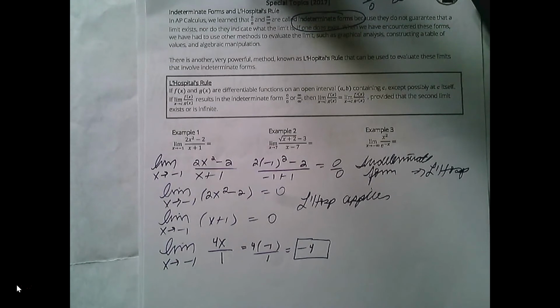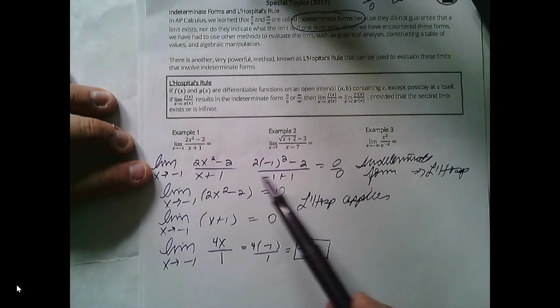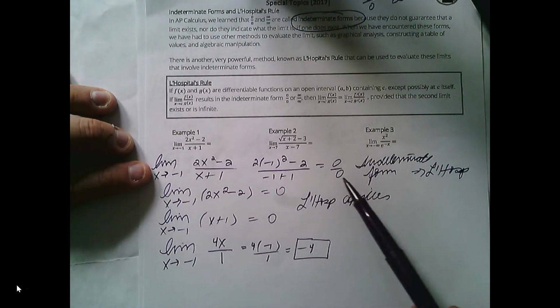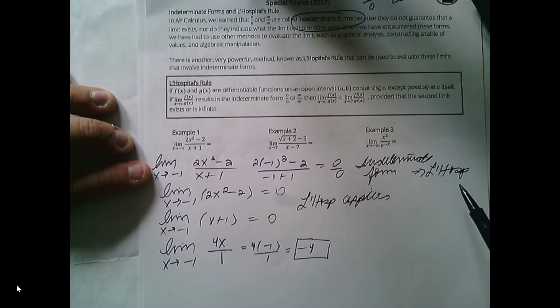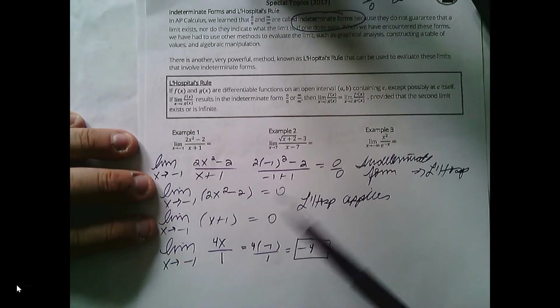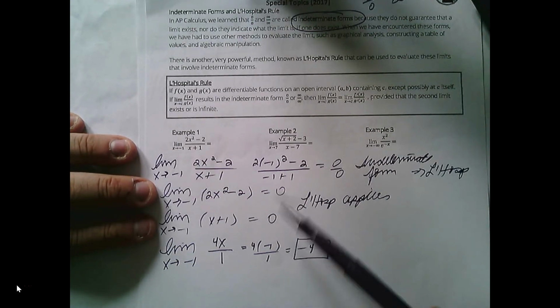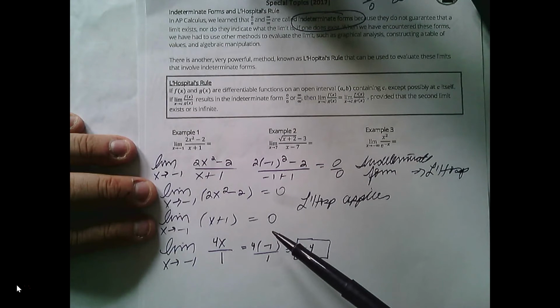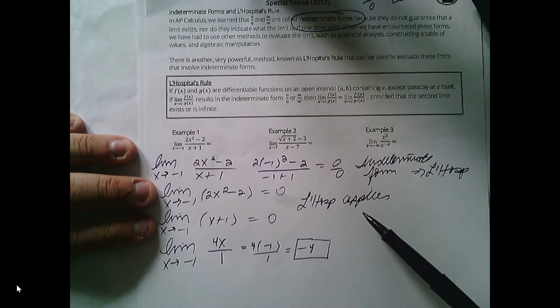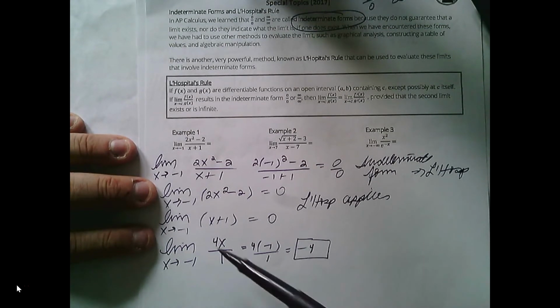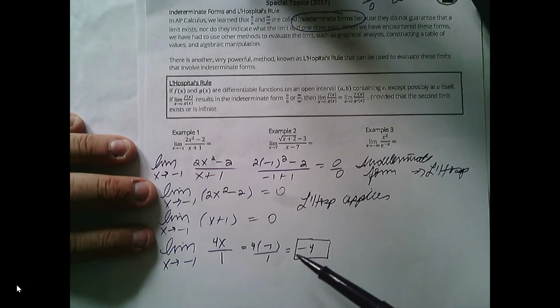That's the final answer. We tried direct substitution. That didn't work. We wanted to use L'Hopital, but to use L'Hopital, you have to evaluate the limits of the numerator and the denominator separately. Then that says L'Hopital applies. Take the derivative of the numerator, take the derivative of the denominator, and if you get something that is not an indeterminate form, that's your final answer.